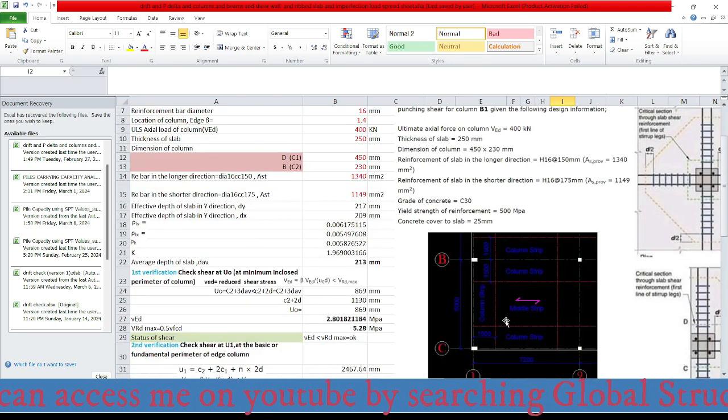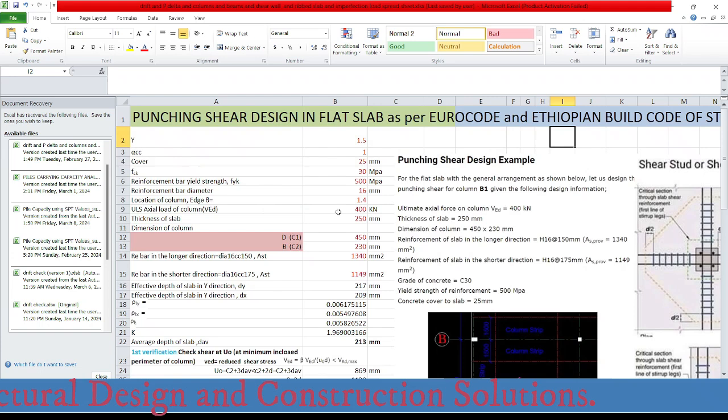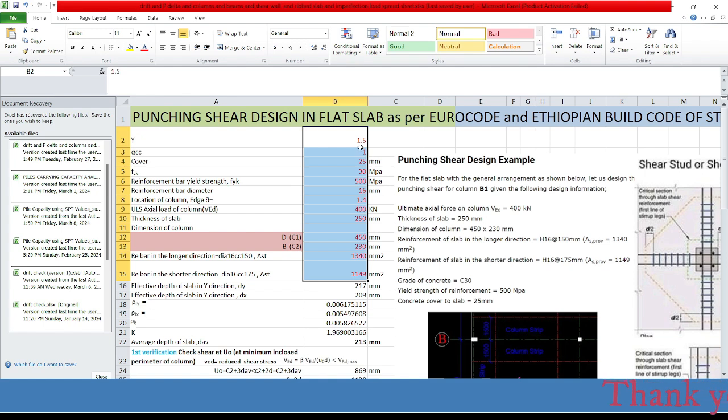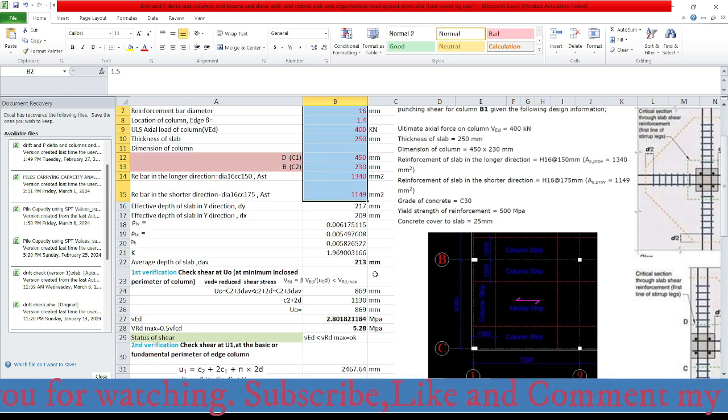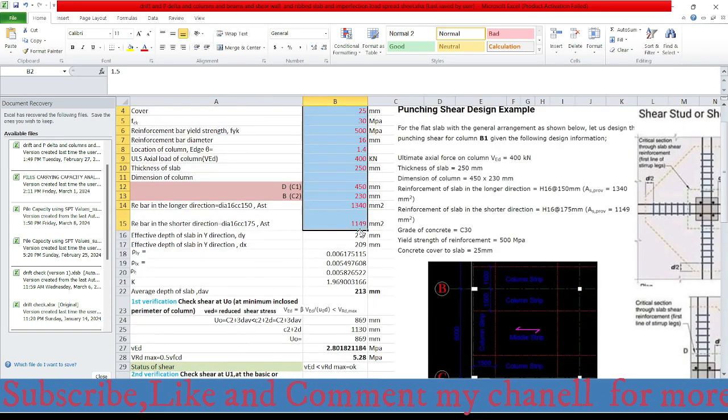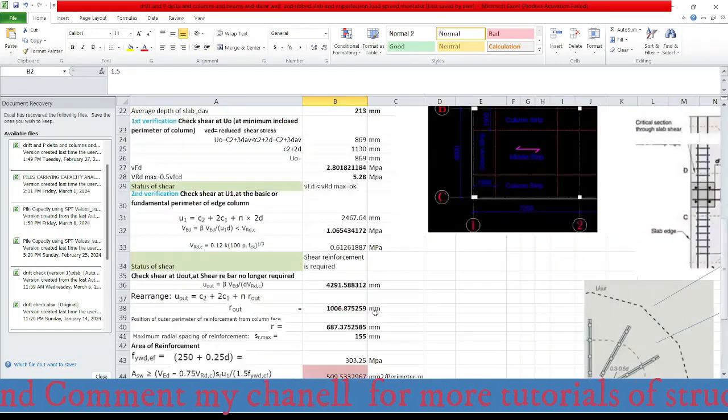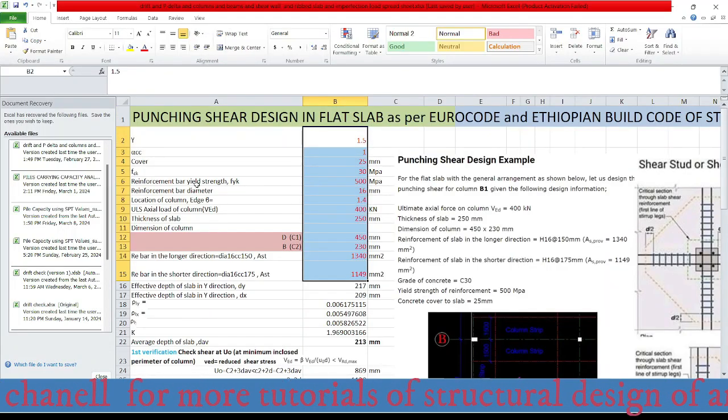That means we need to design punching for this flat slab at the location of this column. So here we can go to the spreadsheet. Here all the red colors are the input data. So we need to provide all this data, and all the rest are the outputs, which are the result of the input data. Now let's describe the parameters one by one.